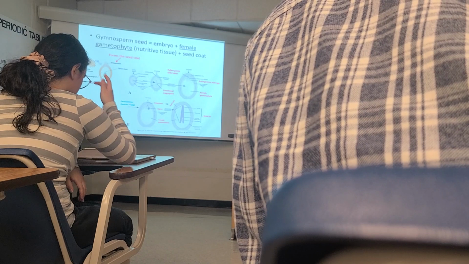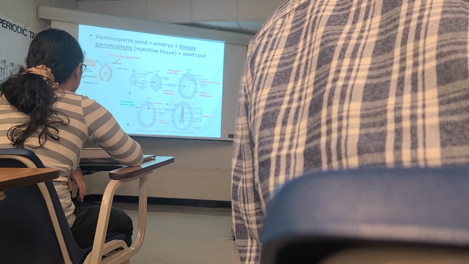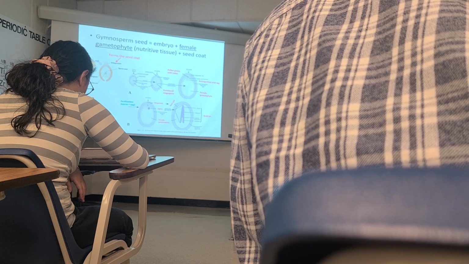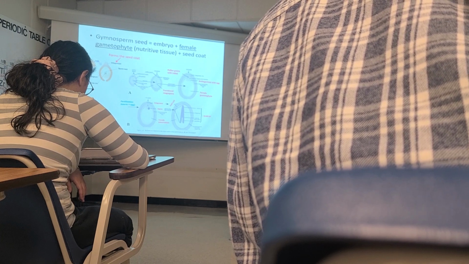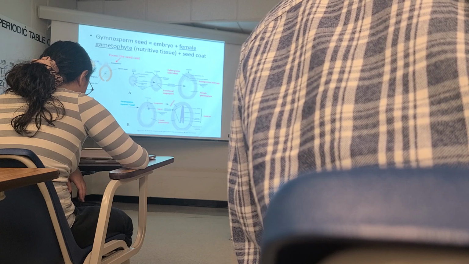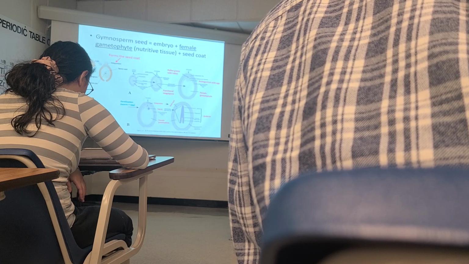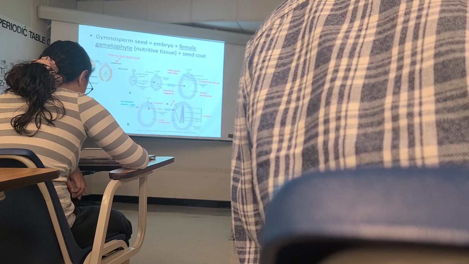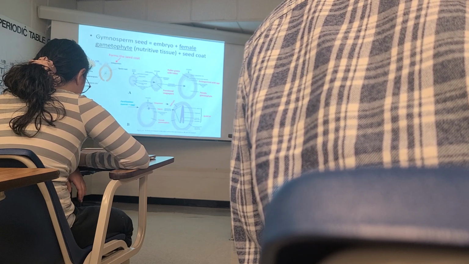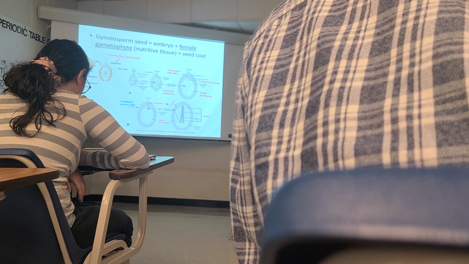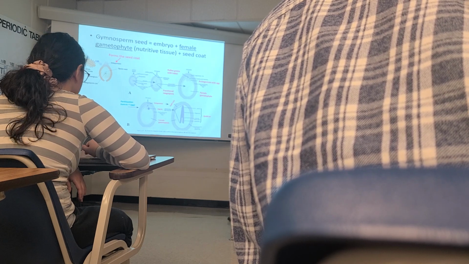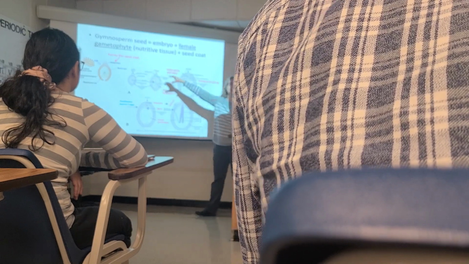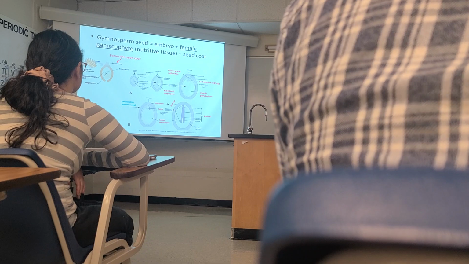Okay, so if we look at our gymnosperm seed, because we're going to do comparison here today between the gymnosperm seed and the angiosperm seed, there are some similarities and there's some differences. Okay? Whether you're talking about a gymnosperm or an angiosperm, you're always going to have an embryo, a seed coat, and some sort of nutritive tissue. Okay? What's going to be different is what the nutritive tissue is. Okay? So for the case of gymnosperm seeds, your nutritive tissue is going to actually be the female gametophyte. That is the source of food for that developing, growing baby plant.